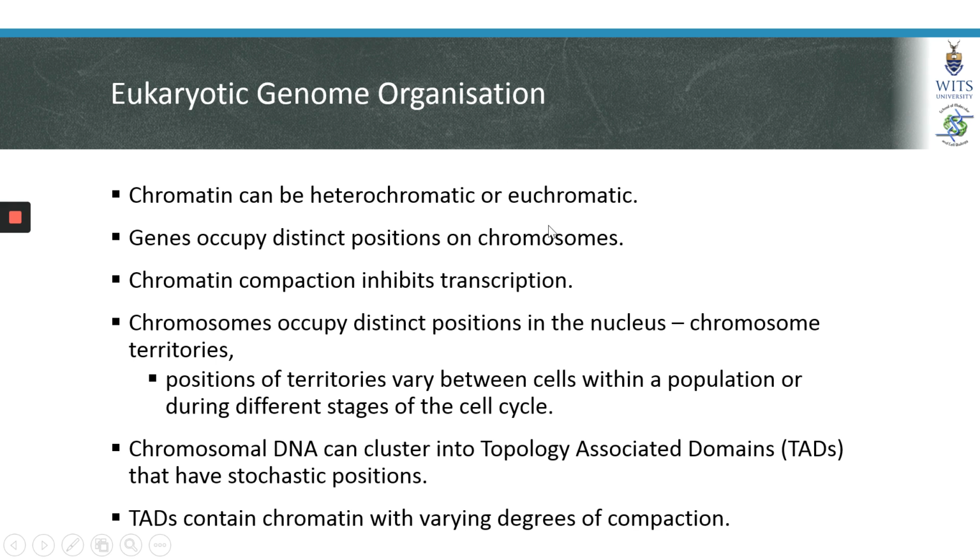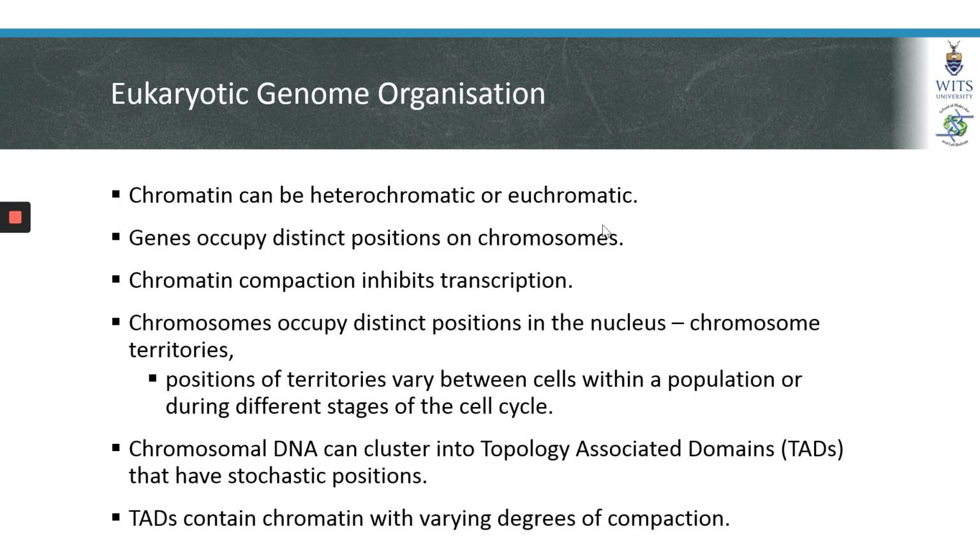Euchromatic regions of the genome are slightly less coiled. The term euchromatic DNA will refer to DNA that is less compacted. However, even within the realms of euchromatic DNA, we have varying degrees of compaction and decompaction. Therefore, understanding how and when the genome is unpacked is important in terms of understanding gene regulation.